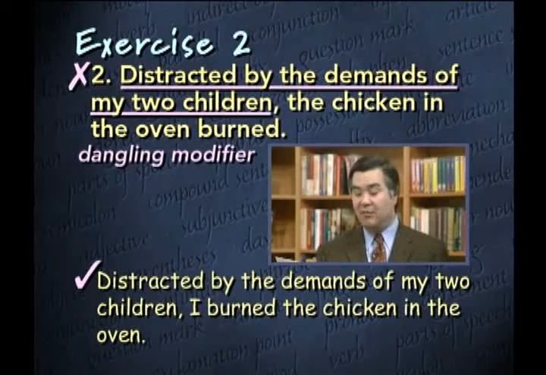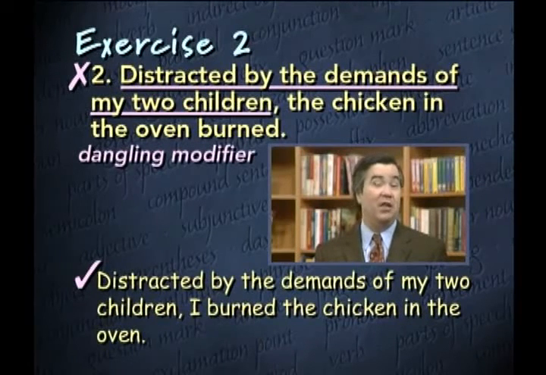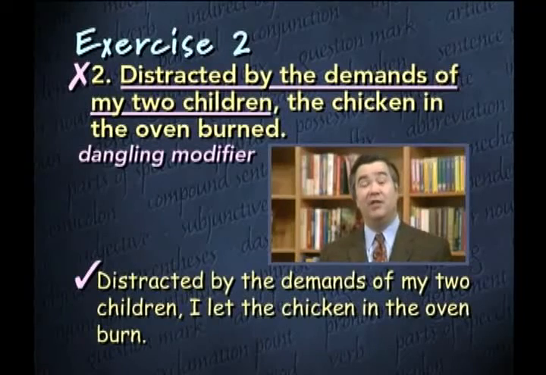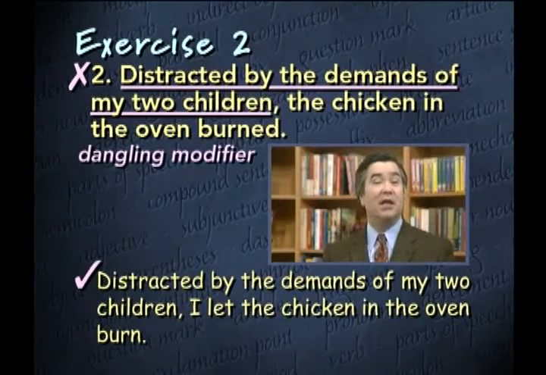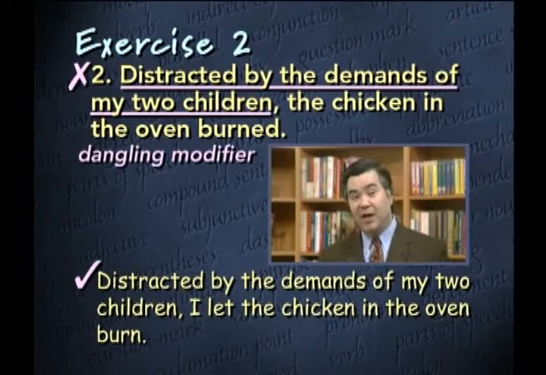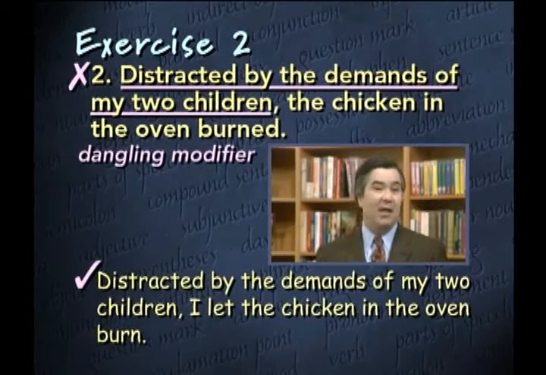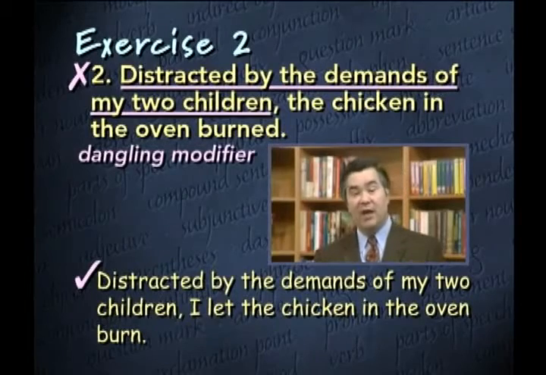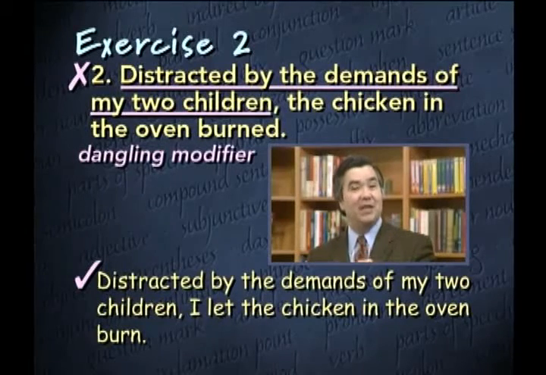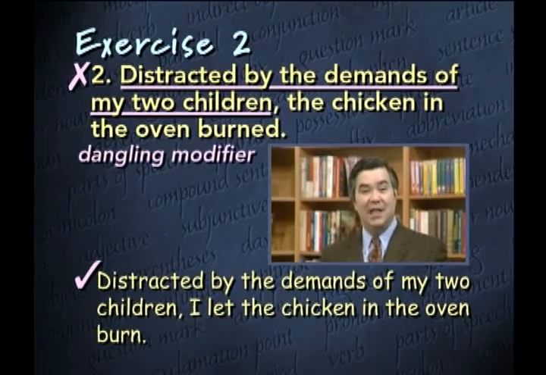Distracted by the demands of my 2 children, I burned the chicken in the oven. Or you could say, I let the chicken in the oven burn, whichever seems like a more appropriate way to write it to you. The important thing is that the modifying phrase, distracted by the demands of my 2 children, should be followed immediately by the word I. So that way the modifier won't dangle. Instead, it will be nicely connected to the word that it's intended to modify.